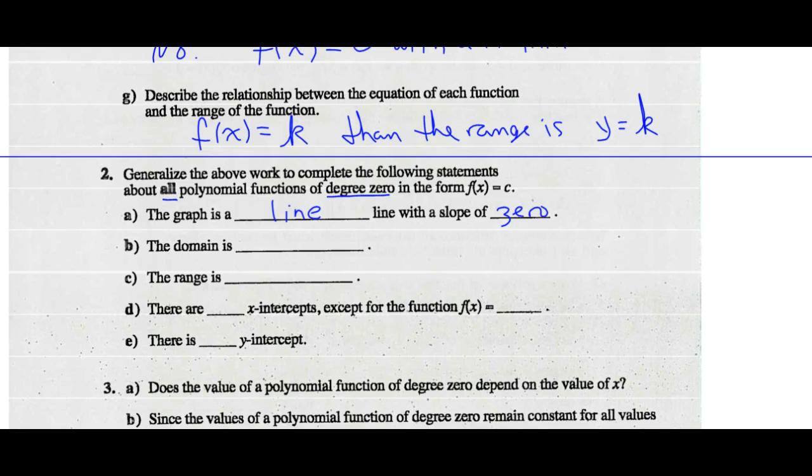The domain is always x is any real number. This line goes forever right and left. The range is always equal to c in this form, f of x equals c. There are no x-intercepts except for the function f of x equals 0. When f of x equals 0, then this is the x-axis, and there's an infinite number of x-intercepts. And there's always one y-intercept, and that occurs at c if it's in this form.